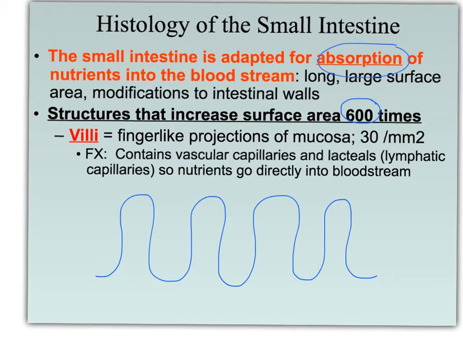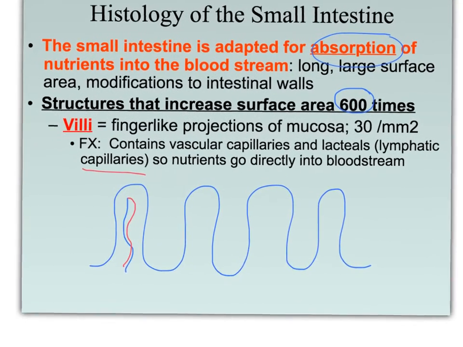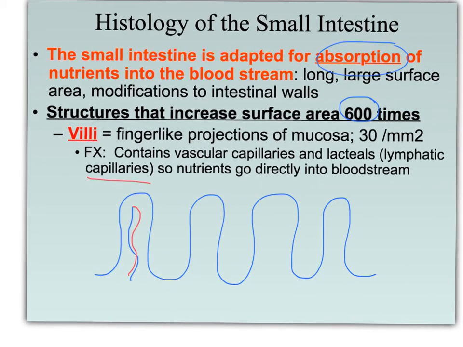What's inside of them? Inside of them are veins and arteries, which to the smallest level become what's called capillaries and allow the nutrients to go directly into the bloodstream. Additionally, there are vessels called lacteals, which are part of the immune system to help fight off microbes as well.